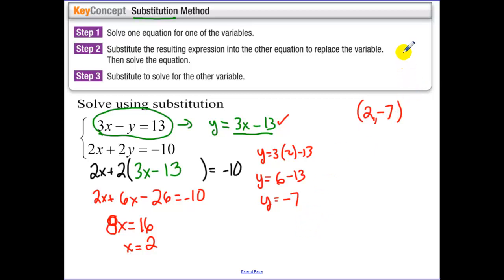Okay, and make sure that you have these steps written down and the example written down.